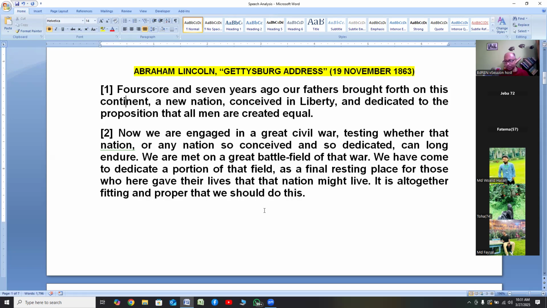You know it very well, I believe. In 1776, America won freedom from British colonization, and this speech is delivered in 1863. So it is 87 years later. That's why he has used this term, fourscore and seven years ago. So just think of the rhetorical technique or device. We, the ordinary people, might have said 87 years ago. But Abraham Lincoln says fourscore and seven years ago. This is called poetic quality.